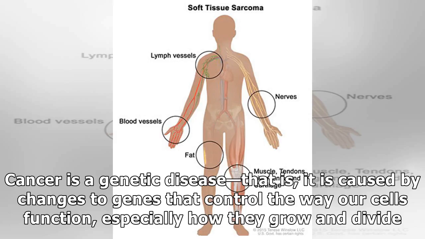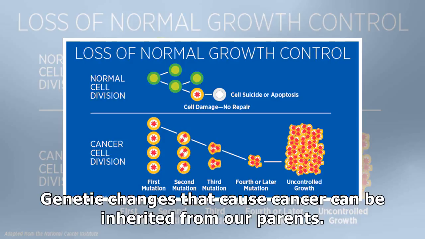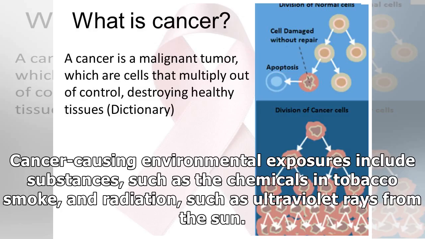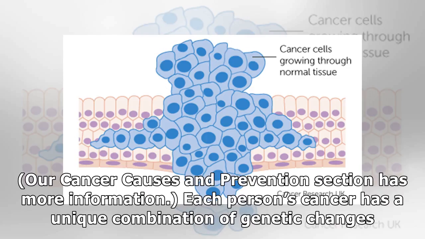Cancer is a genetic disease, that is, it is caused by changes to genes that control the way our cells function, especially how they grow and divide. Genetic changes that cause cancer can be inherited from our parents. They can also arise during a person's lifetime as a result of errors that occur as cells divide or because of damage to DNA caused by certain environmental exposures. Cancer-causing environmental exposures include substances, such as the chemicals in tobacco smoke, and radiation, such as ultraviolet rays from the sun. Our Cancer Causes and Prevention section has more information.